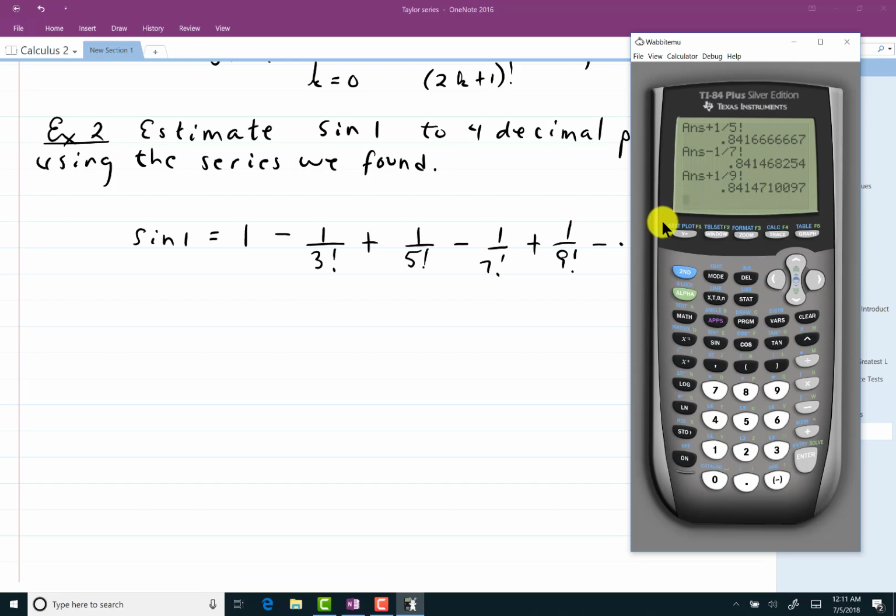The next one after 1 over 9 would have been 1 over 11 factorial. So let me go ahead and subtract 1 divided by 11 factorial. So I'll go math, PRB, 4. Now, to me, I have enough decimal places. 0.8415. So let me write that down.